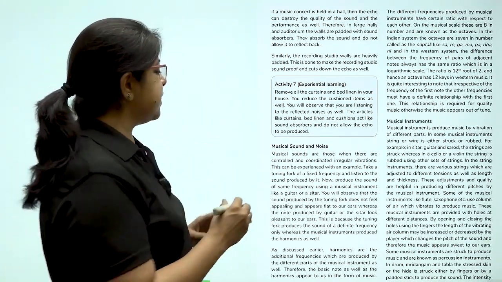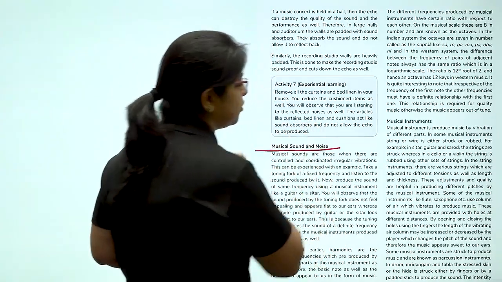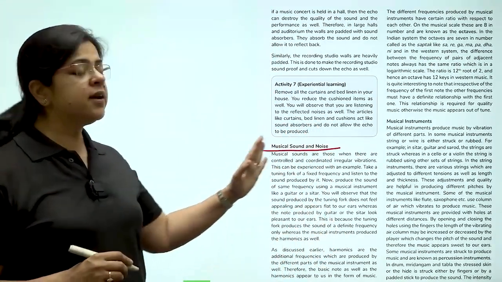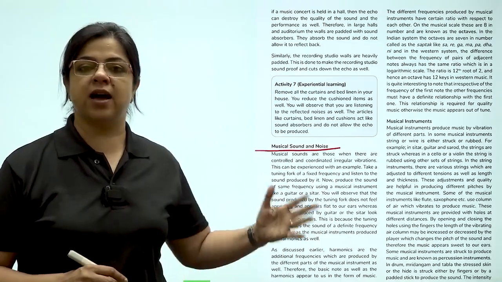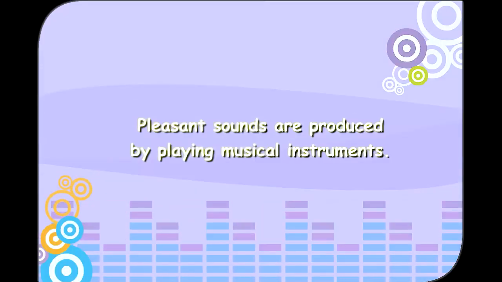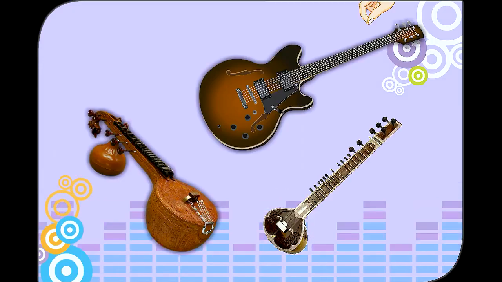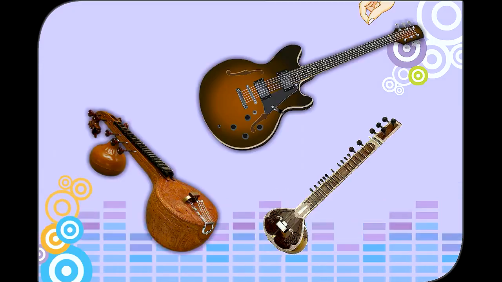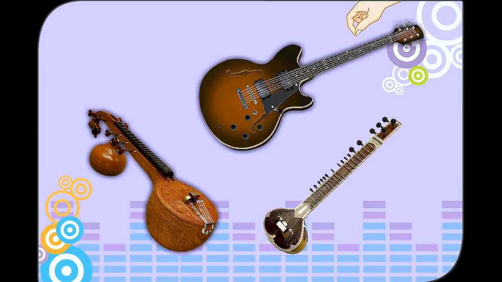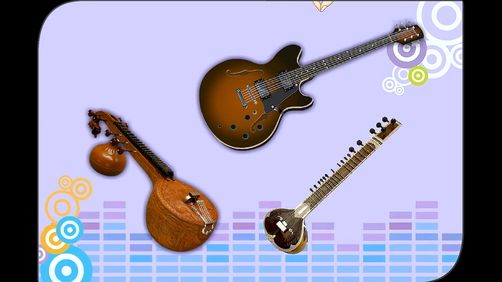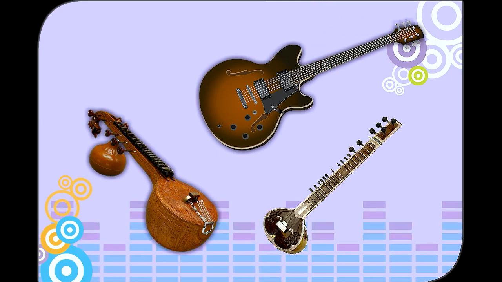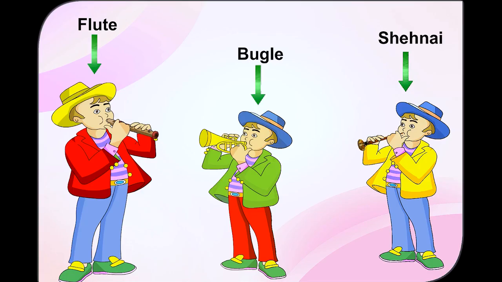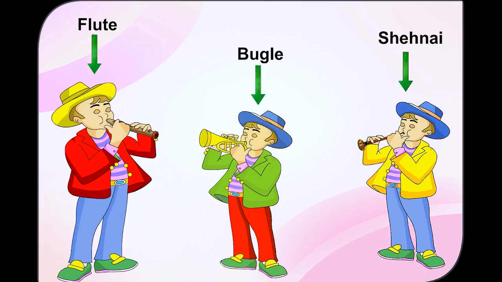Now, let's understand about musical sound and noise. So, there are various musical instruments. How? Let us understand. Pleasant sounds are produced by playing musical instruments: guitar, veena, and sitar. A string instrument is one in which music is produced by vibrating a string. The hollow air chambers in them help to increase the loudness of the sound produced. Flute, bugle, shehnai are wind instruments.